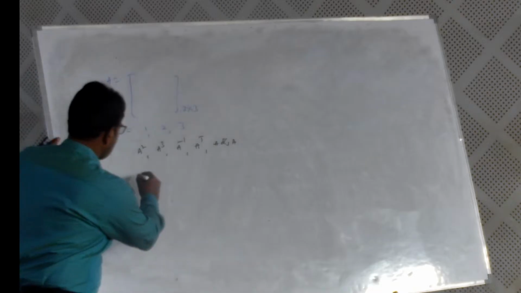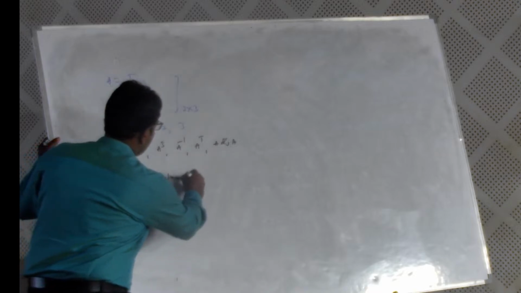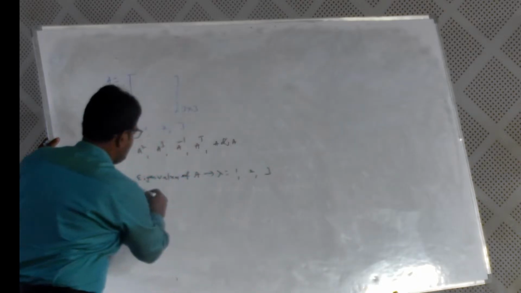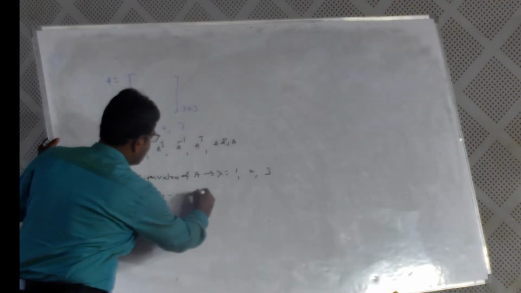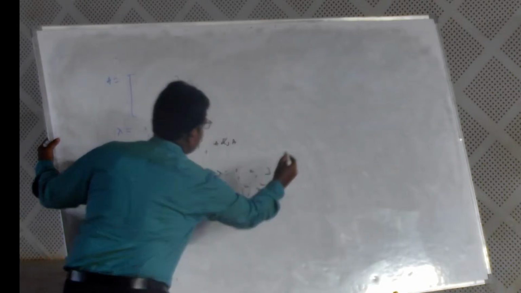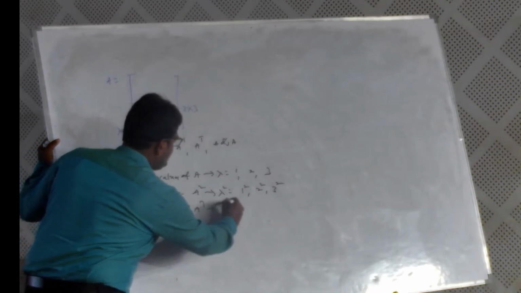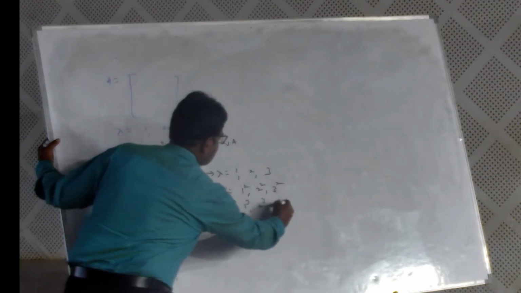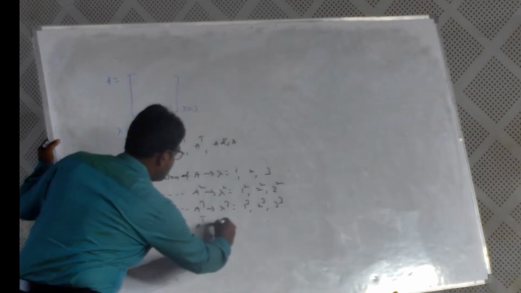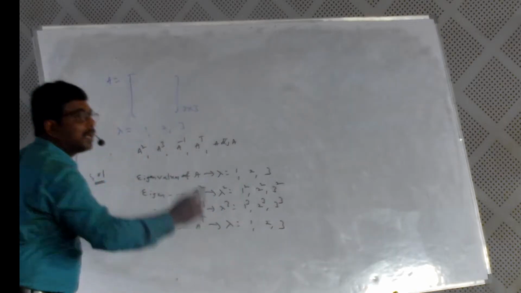Look at me or look at the board. What are the eigenvalues of A? 1, 2, 3. Then what are the eigenvalues of A square? 1 square, 2 square, 3 square: 1, 4, 9. What are the eigenvalues of A cube? 1, 8, 27. And eigenvalues of A transpose? 1, 2, 3. Eigenvalues of A and A transpose are always the same.